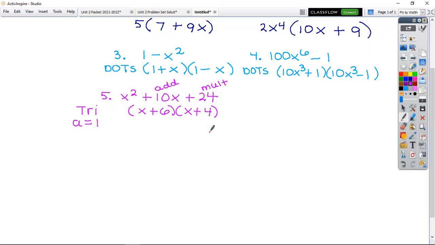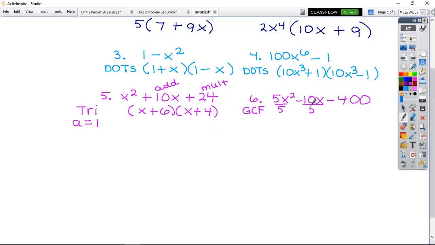Okay. Now how about this one? I'm going to go 5x squared minus 10x minus 400. Okay. First method of factoring that we always check for is GCF. Does this have one? It does. Everything's divisible by 5 here. I'm going to divide by 5, divide by 5, divide by 5.